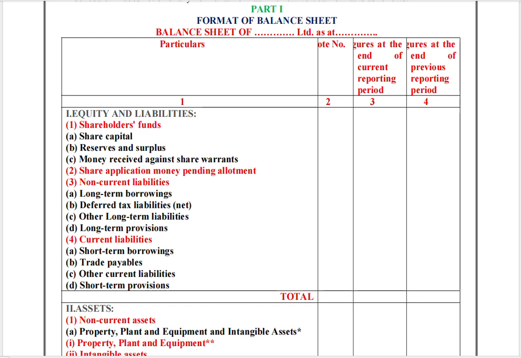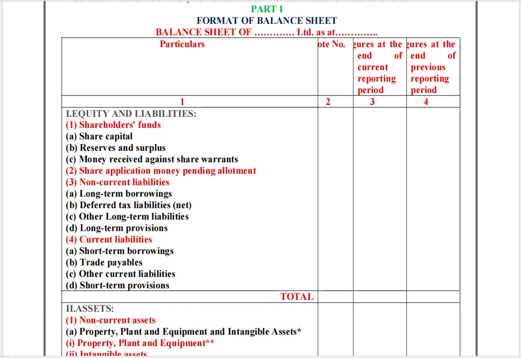And number four major heading is current liability, which has four subheadings. So the red colored headings are major headings, and they have their subpoints also. Like major heading number one, shareholders fund, has three subheadings: share capital, reserves and surplus, and money received against share warrants. So these three items will come under the heading of shareholders fund.